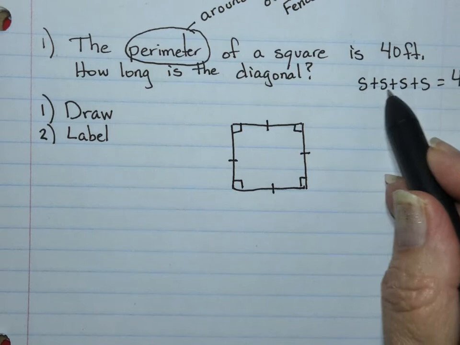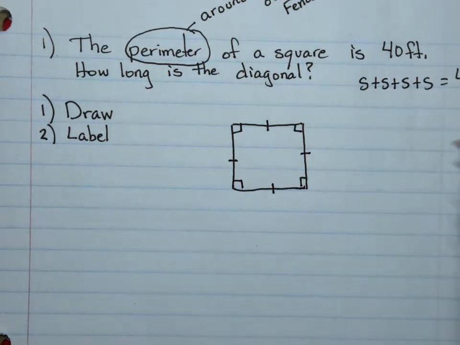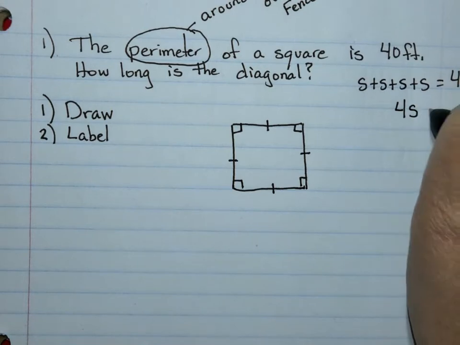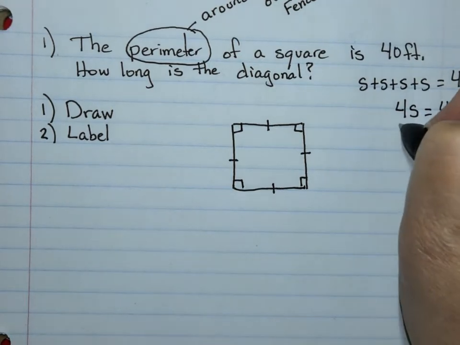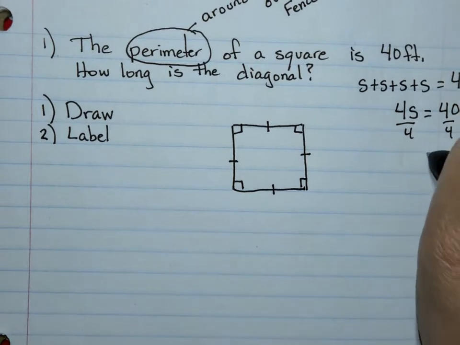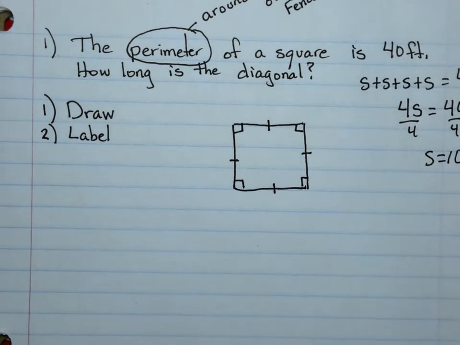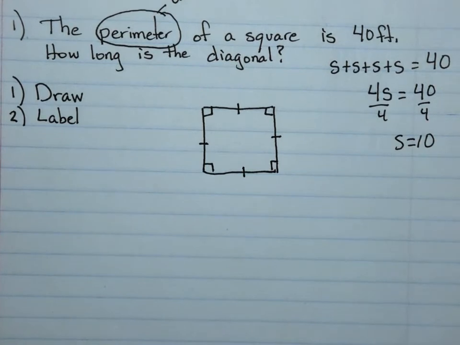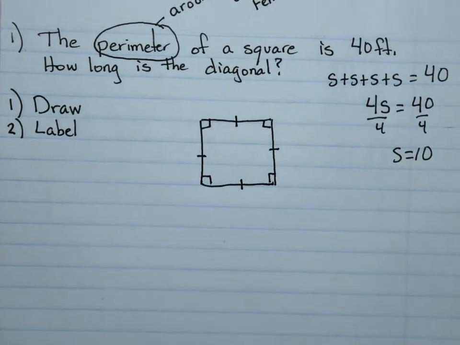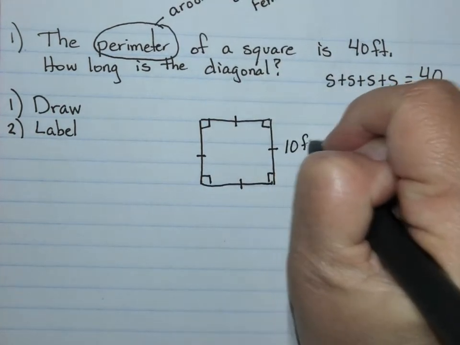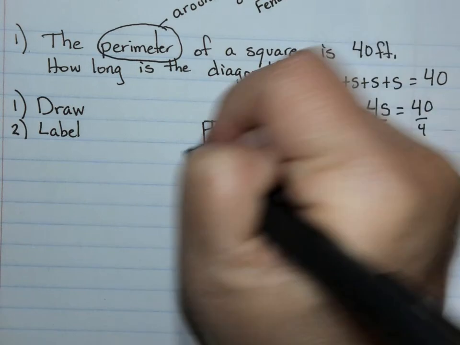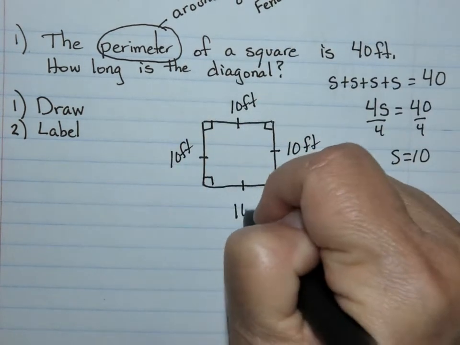But in a square, all my sides are exactly the same. So all of those S's are the same. So I could add them together and make 4S equals 40. And divide by 4 and S equals 10. And some of you might say, "Miss Clary, what if I can just think of that in my head? Like I just know those sides are all 10 because 10 plus 10 plus 10 plus 10 is 40." Fine. You don't necessarily have to write an equation, but that's how you would do it. So then we're going to label. This is 10 feet. This is 10 feet. This is 10 feet. This is 10 feet.